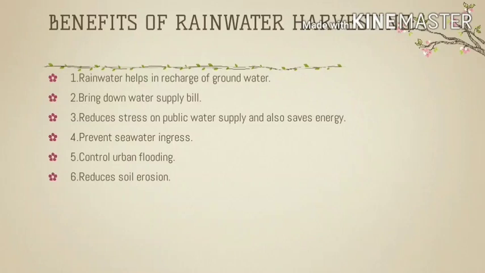Next one is urban flooding. Urban flooding can be completely stopped if there is rainwater harvesting, and the premises surrounding it will also have effective water recharge. Last one is that it reduces soil erosion. If there is no surface runoff, the water will percolate through various methods into the ground, and the groundwater gets recharged. Then soil erosion is automatically stopped.